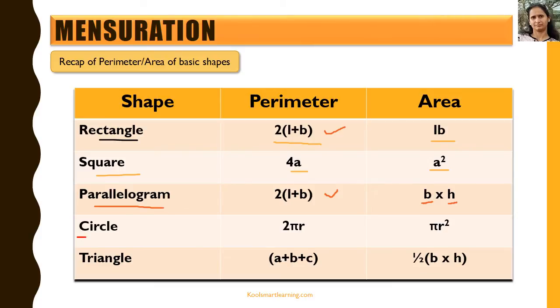Then we come to the circle. We know that the perimeter of the circle is given by 2 pi multiplied by the radius of the circle, and its area is given by pi r square. Now we come to the triangle. For triangle, the perimeter is just the sum of the three sides of the triangle, whereas its area is half into base into the height.